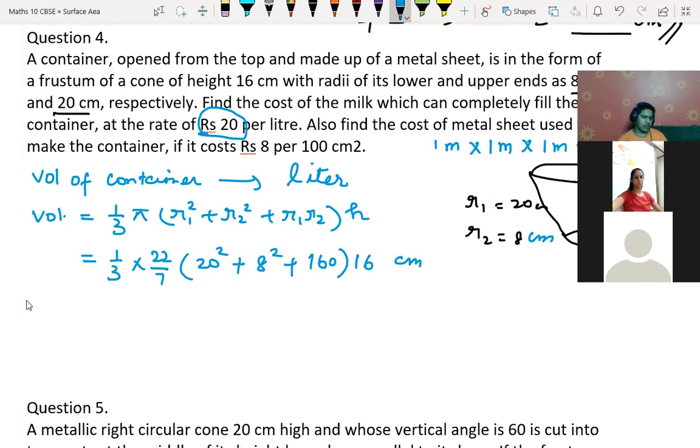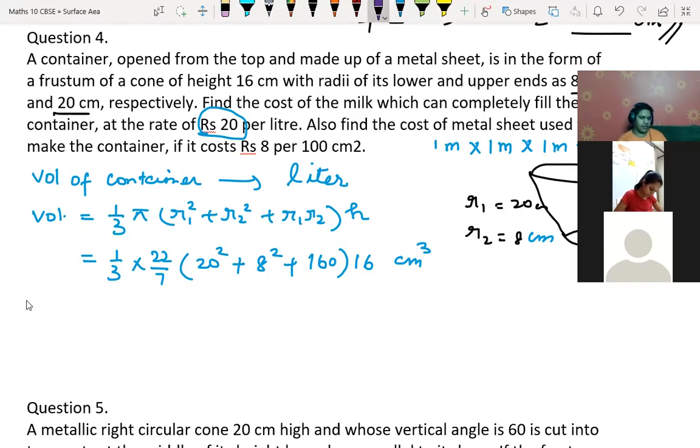So how to convert centimeter cube to meter cube? Children, how to convert centimeter cube to liters? Do you know that? All of you, just tell me how to convert centimeter cube to liters. Tell me fast. Sir, 1 centimeter cube equals 1 ml. Just find once, 1 centimeter cube is equal to how many liters?